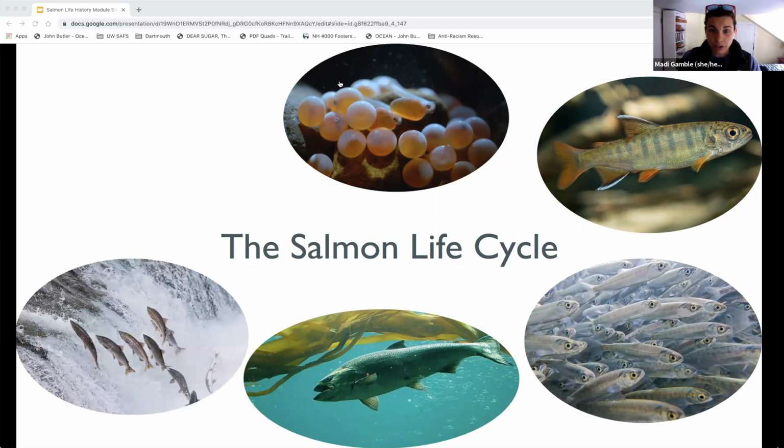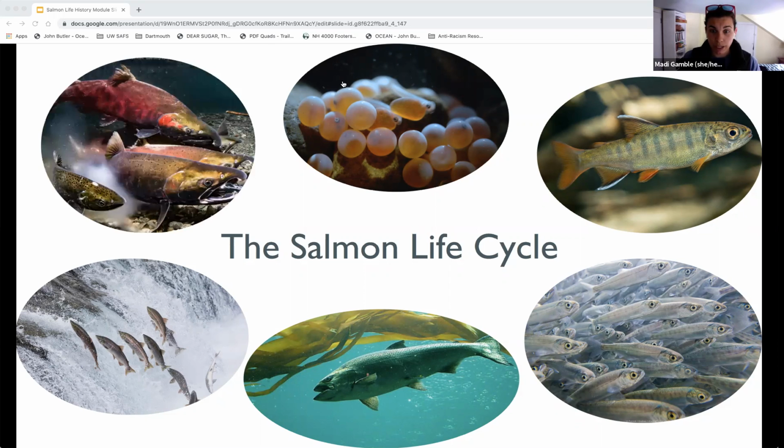And when they're ready to reproduce, they migrate back to their home river. These migrations can be over 1,000 kilometers or 600 miles. One of the longest migrations is to Redfish Lake in Idaho on the west coast of the United States. Those fish swim 900 miles and gain 6,500 feet in elevation.